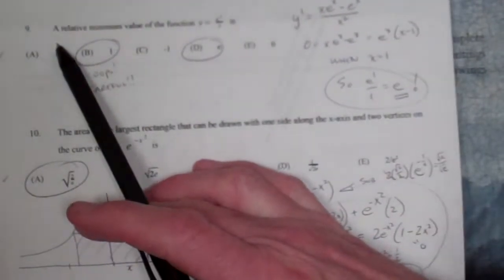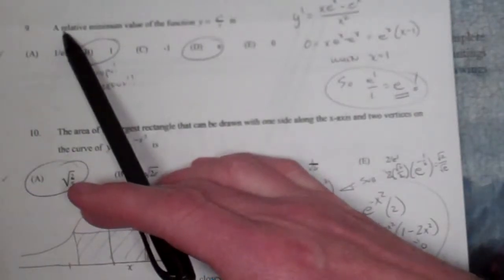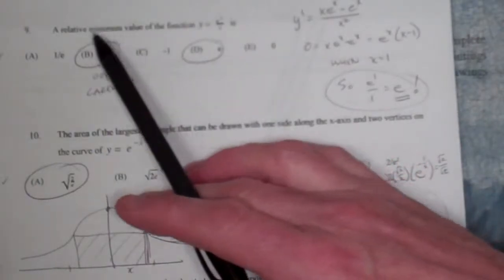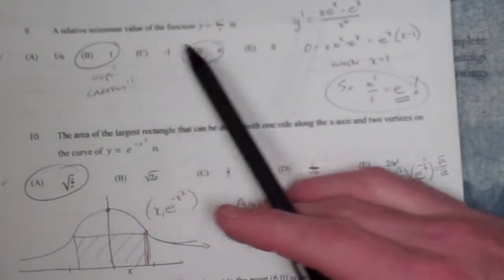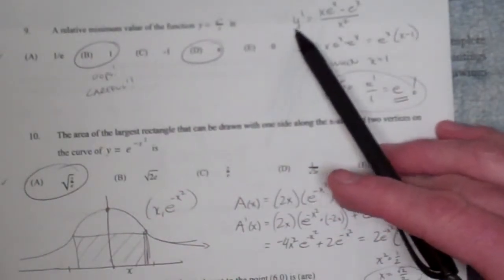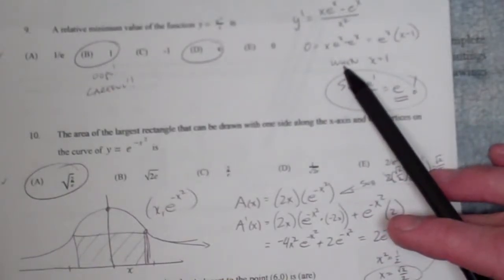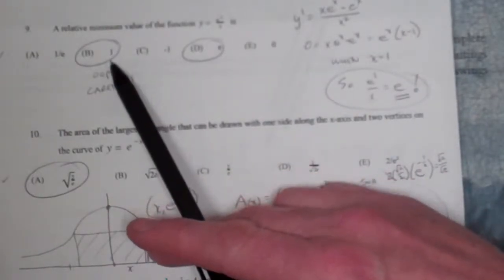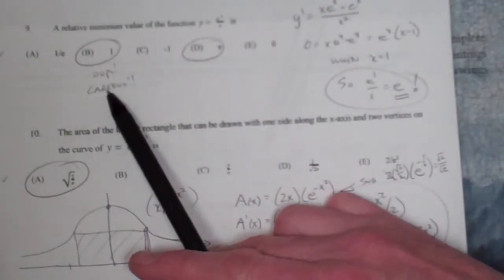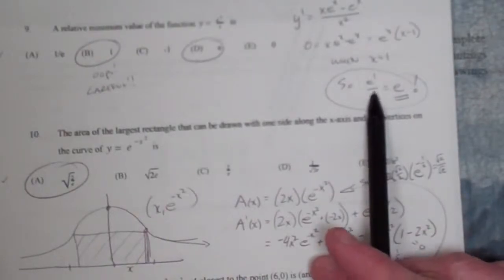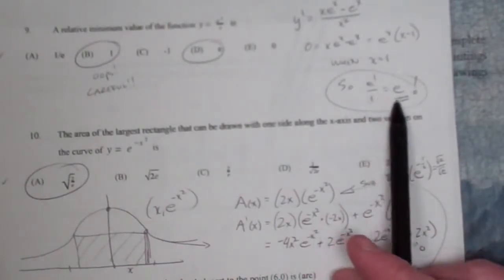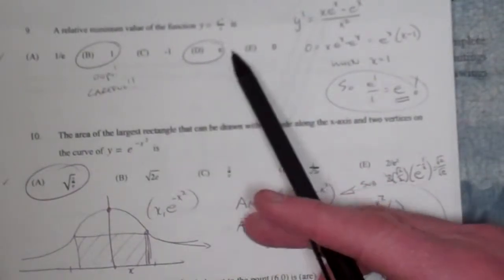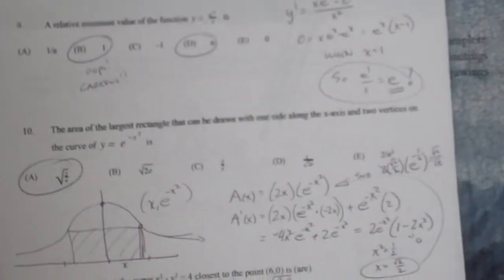Number 9, a relative minimum value is, so we're trying to find the minimum value of the function. We take the derivative to find where that happens, and the minimum value happens when x is equal to 1. But don't choose 1. Be careful, alright? Nearly got fooled on that again. It is when e to the 1 over 1 is the minimum value, and that is e. So the actual value is e when x equals 1.